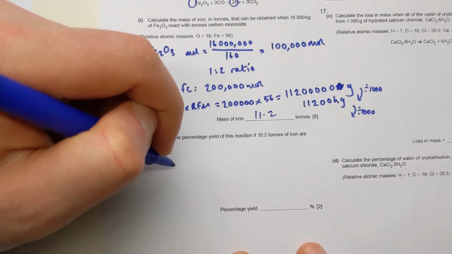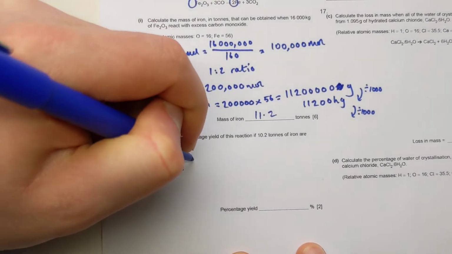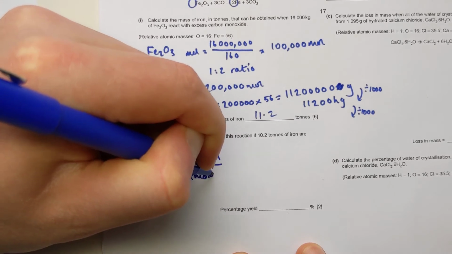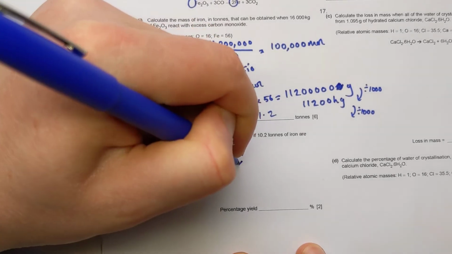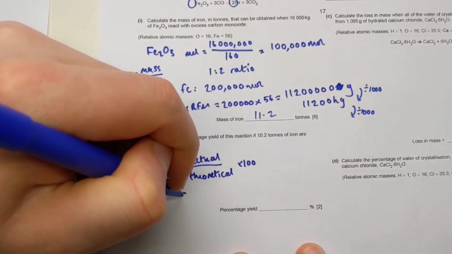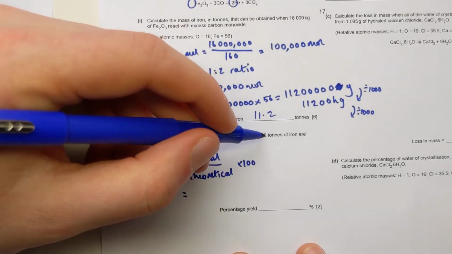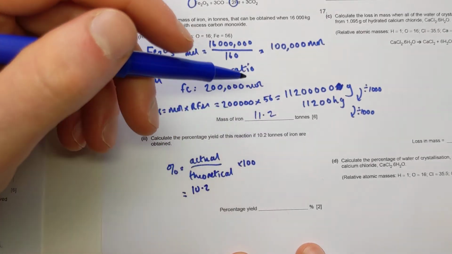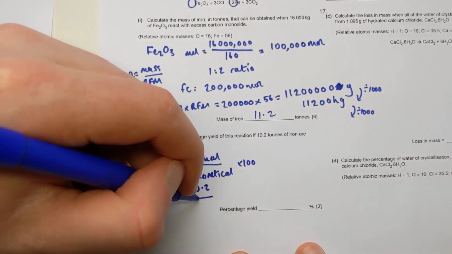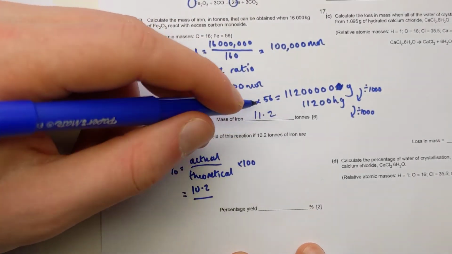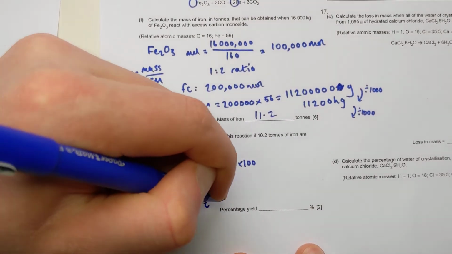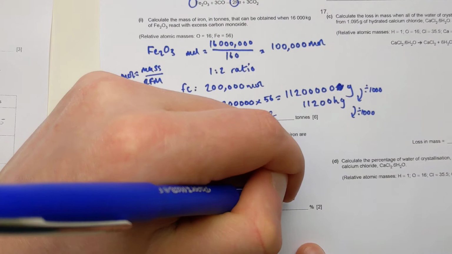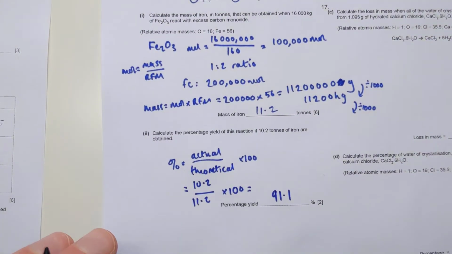So remember, percentage yield equals actual yield over theoretical yield times by 100. The actual yield in the actual experiment is what's obtained, that's 10.2 tons. Again, doesn't matter what the units are as long as the units are the same, so 10.2 is actually fine to go in here. The theoretical yield predicted by the calculation is 11.2. Times by 100 make a percent, and then plug it in calculator, gets you 91.1% for your percentage yield there.